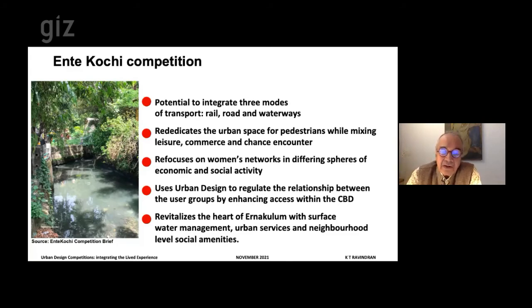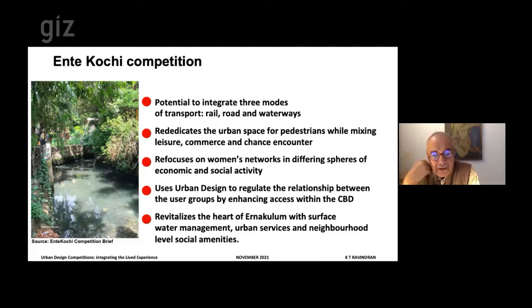Now it refocuses on women's network in differing spheres of economic and social activity. This has also been a very unique component of this EnteKochi competition, in which this was a very specifically identified area of design. And I can say that some of the competitors, especially the ones who won the first prize, have dealt with this particular issue in a very commendable way.